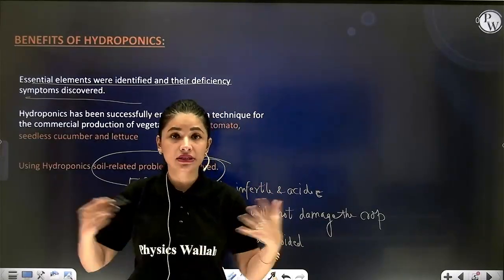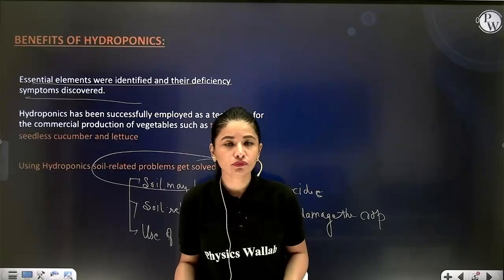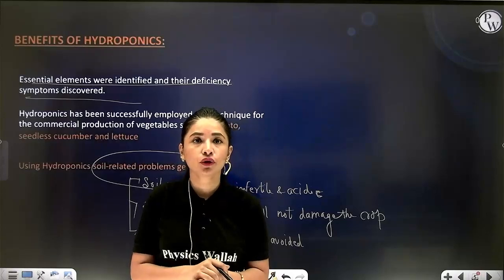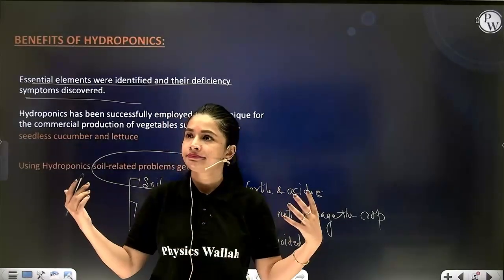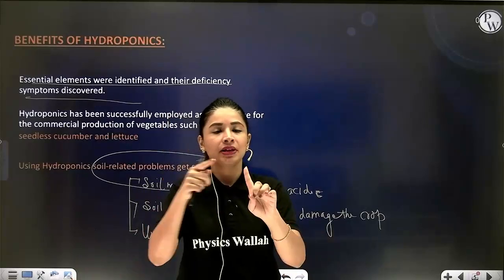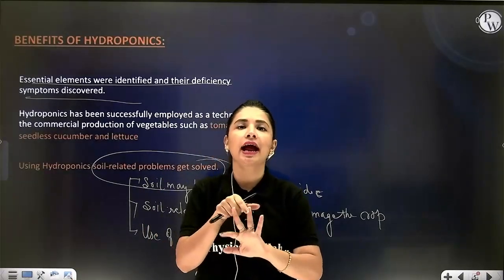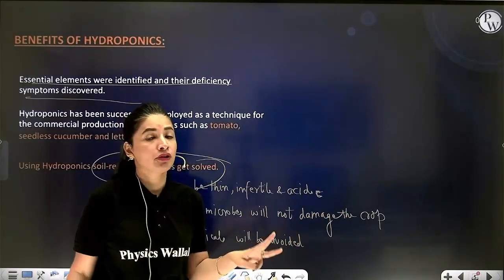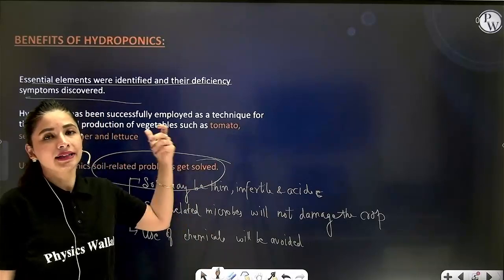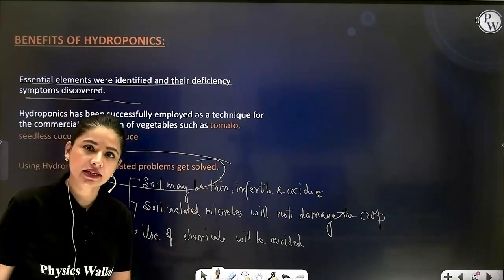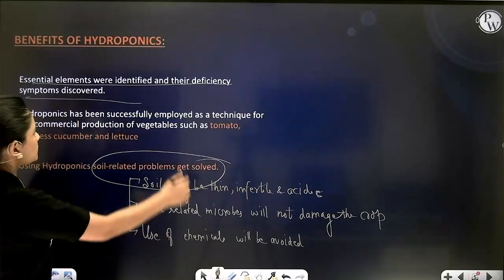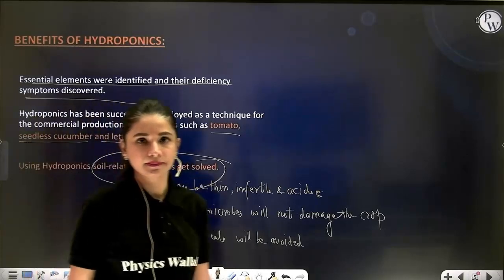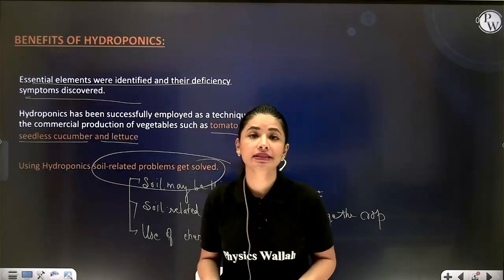Now since hydroponics is so very beneficial, commercially we have tried hydroponics to grow three major crops of our day-to-day life, I should say: lettuce, seedless cucumber and tomatoes. These are the three commercial crops of our day-to-day life which are now being grown successfully by the use of hydroponics. And which are those three crops? Tomatoes, seedless cucumber and lettuce. That means this technique is successful.